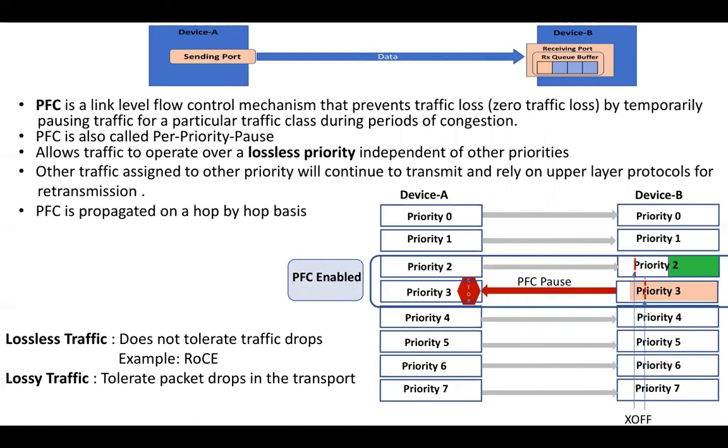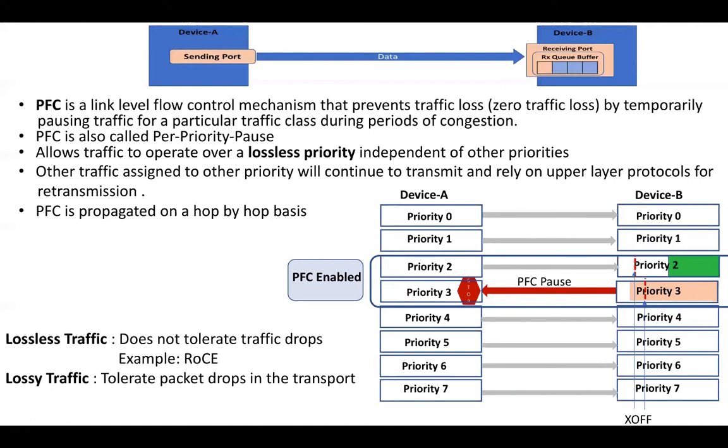Basically, PFC provides lossless service to a particular class, which is called a no-drop class. PFC uses CoS value to identify the class that requires lossless service. In this diagram, PFC is enabled for priority 2 and 3. So these two classes will be called lossless class or no-drop class. And a PFC pause frame will be sent for these two classes during congestion.